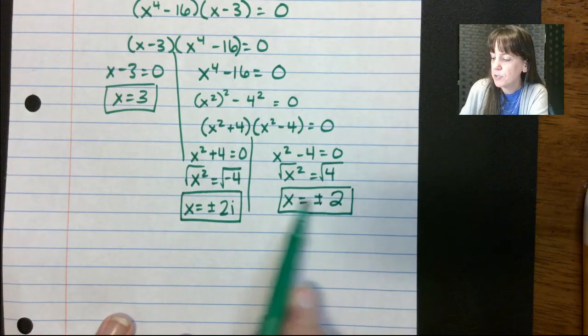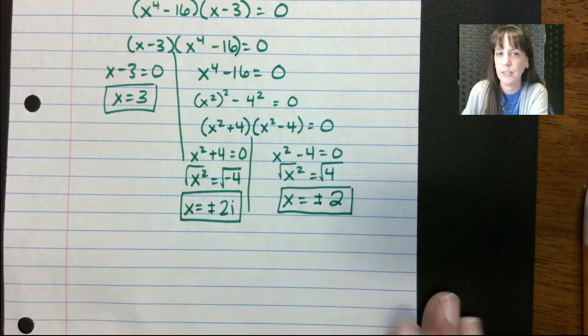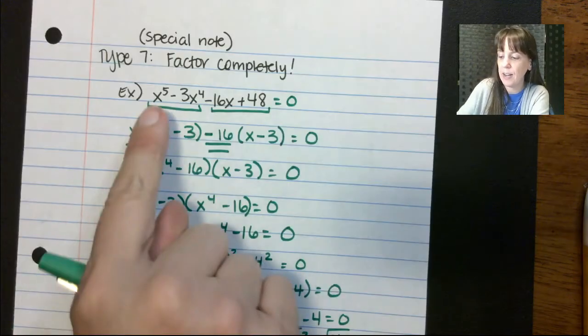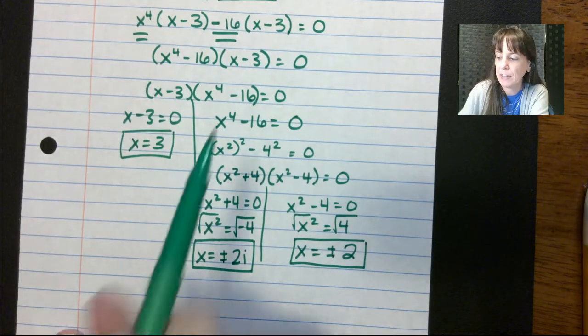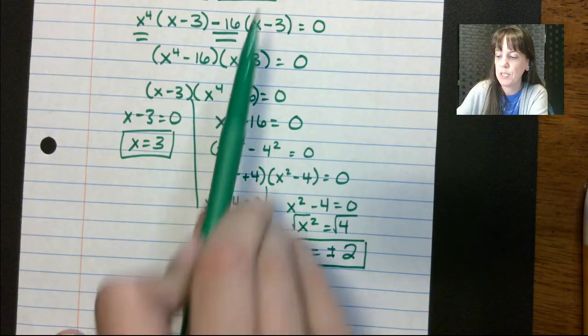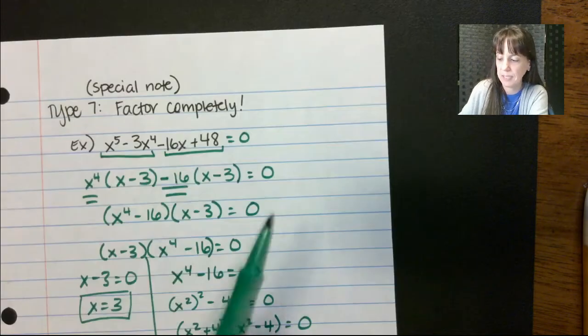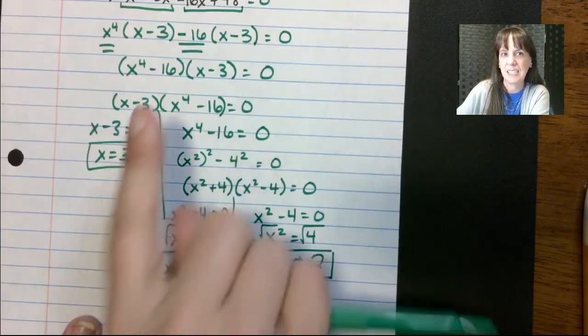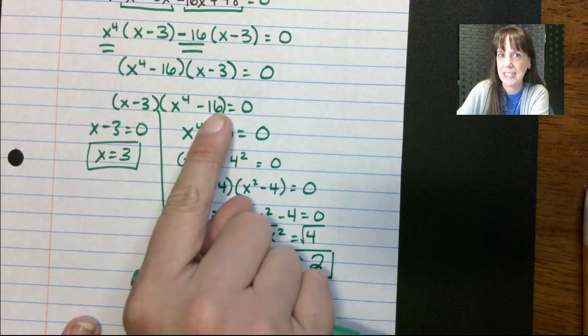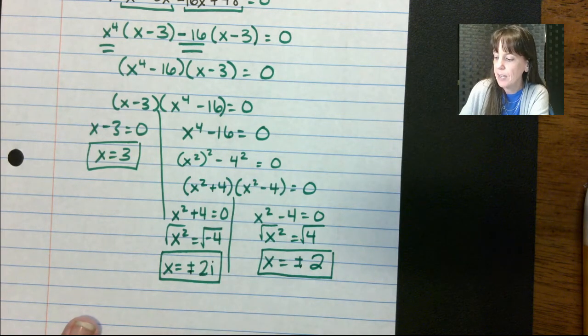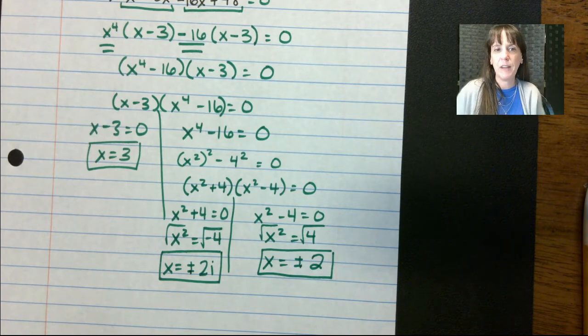So I have 2 answers here, 2 answers here, 1 answer here. That's 5 answers. How many should I have? 5. So I've done this correctly. What I mean by factoring completely is usually when you see the word completely here, that means it's like a double step, and that's where this double step was. There was another one hidden in here that we could factor. So keep those in mind as you're factoring these polynomials.